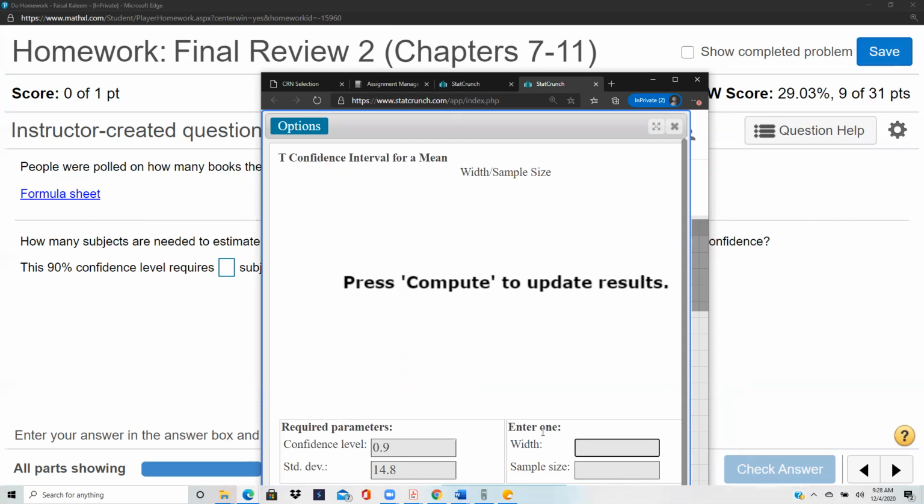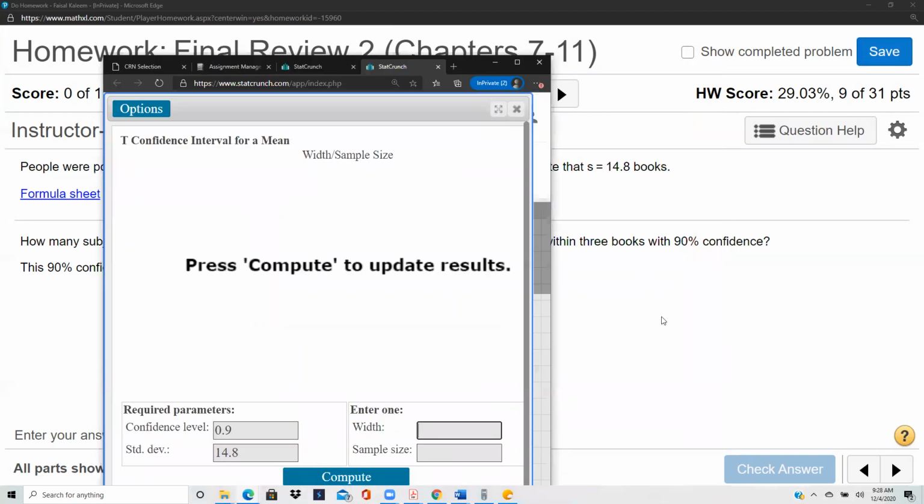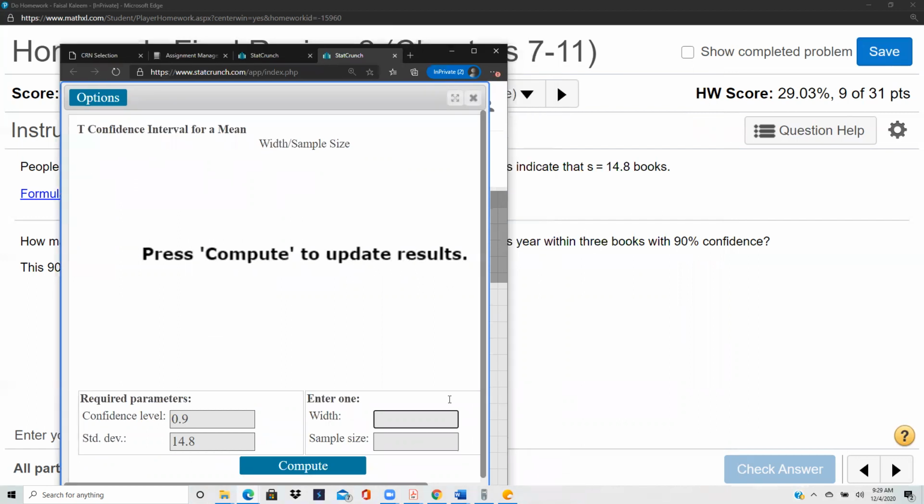Do you remember the relationship between the interval width and the margin of error? If we had the width, we would divide it by 2 to get the margin of error. Right, but here we have the margin of error. So what do we do to get the width? We multiply it by 2? Uh-huh. Margin of error is half of the interval width. So interval width would be twice the margin of error. So 2 times 3, 6.